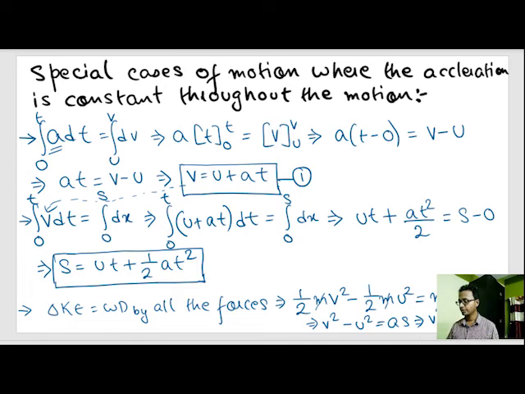V square is equal to u square plus 2as. Out here there was a 2.